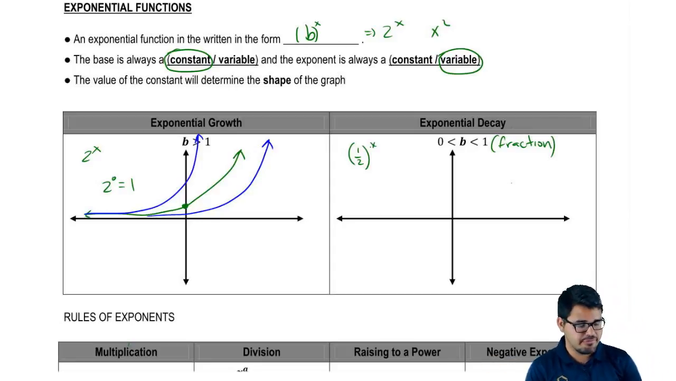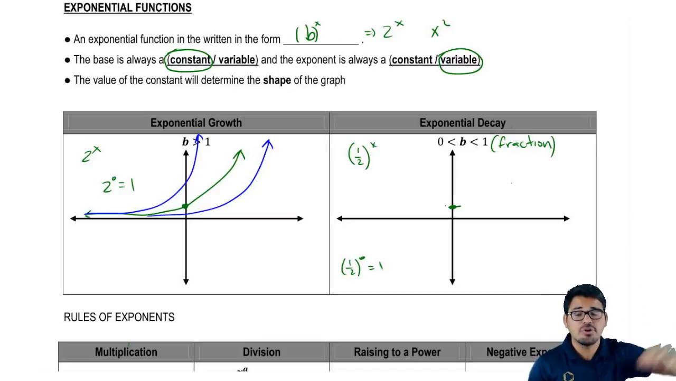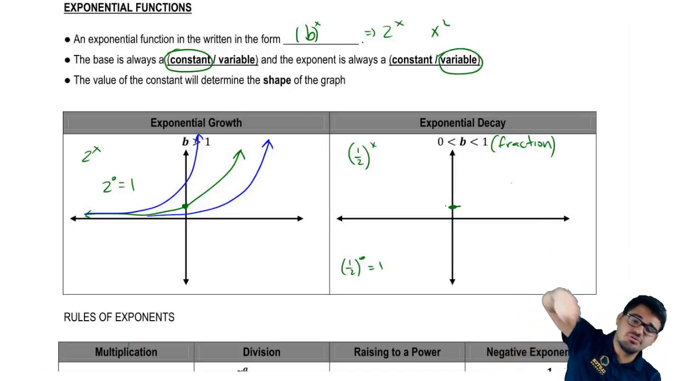But let's draw a reference point first. So we're going to have down here 1/2 to the 0. Anything to the 0 power is still 1, so (0, 1) is still a reference point. But now we're going to draw a decay, which means that as you go to the right, you're going to decrease.